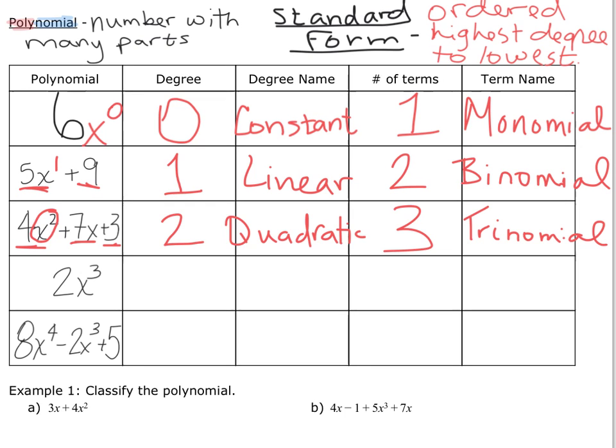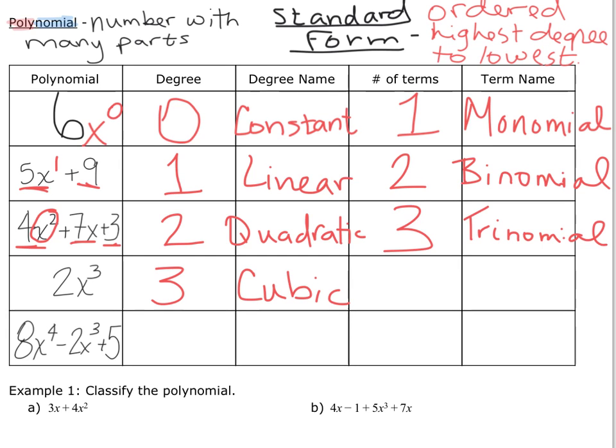All right. The next one, Ian, can you help me? What's the degree of 2x cubed? So I'm going to look at my variable. What's the exponent for that variable? 3. Perfect. So my degree is 3. And the vocabulary word for a third degree is going to be cubic.